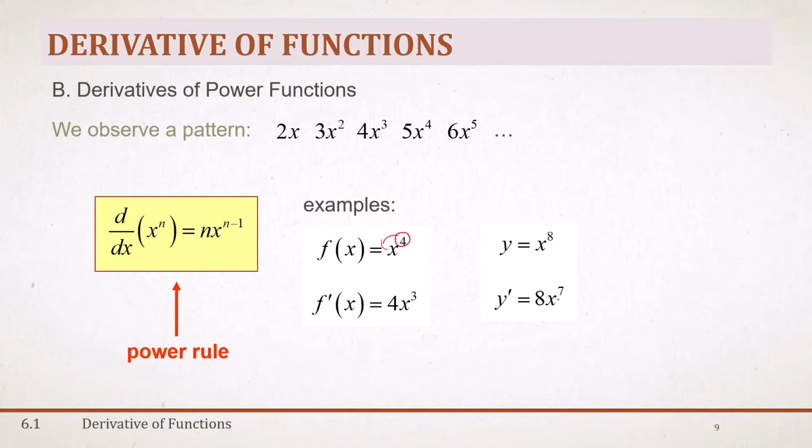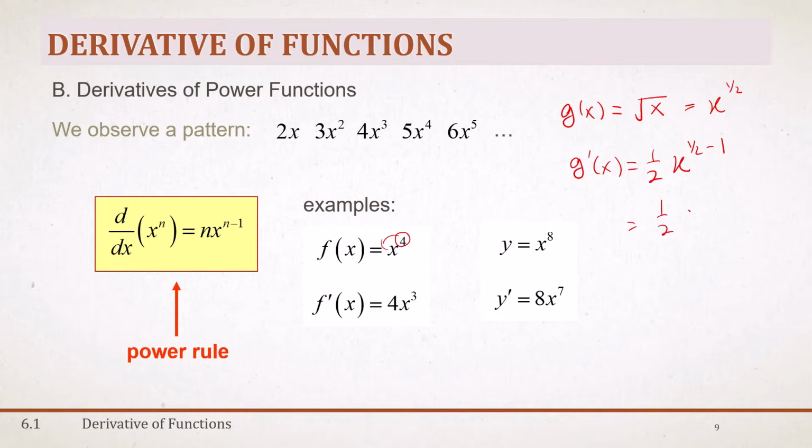So how about some other numbers? For example, if I have g(x) equals square root of x. What is the square root of x? If we change it into an index, it is x to the power of 1 over 2. So what is my g prime of x? I bring the half in front, x to the power of half minus 1. So finally, I have 1 over 2, x to the power of negative 1 over 2. If you like, you can always change it back into the root form, so it will become 1 over 2 root x.